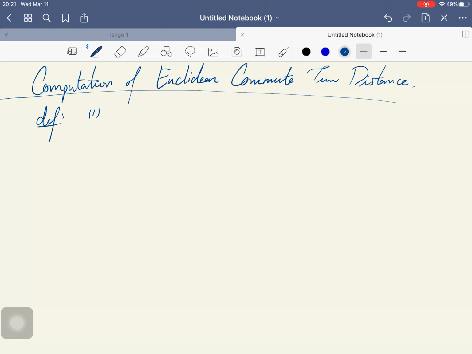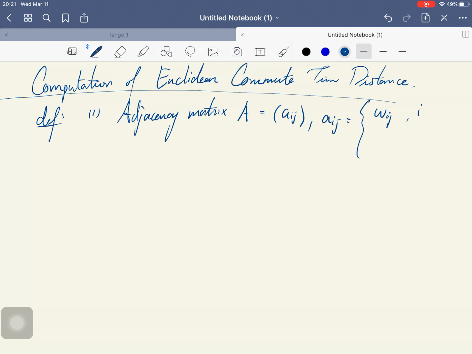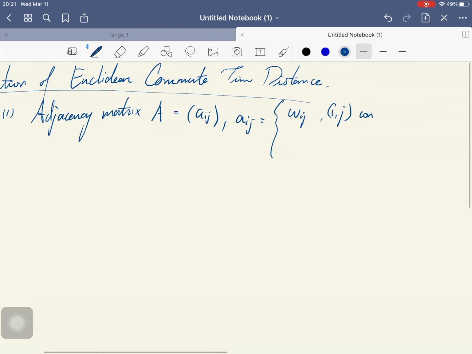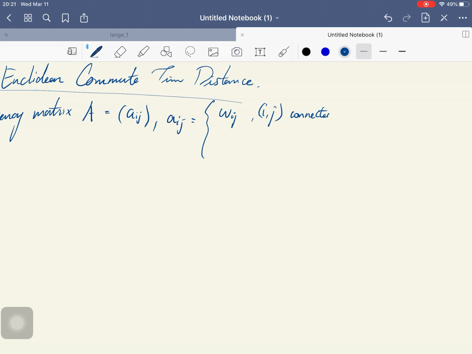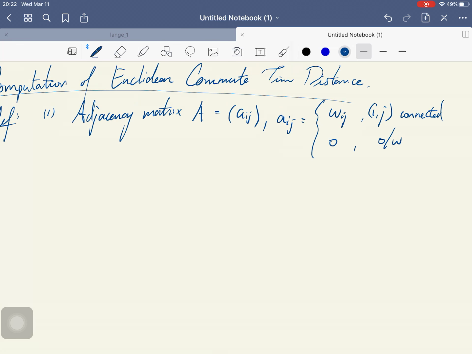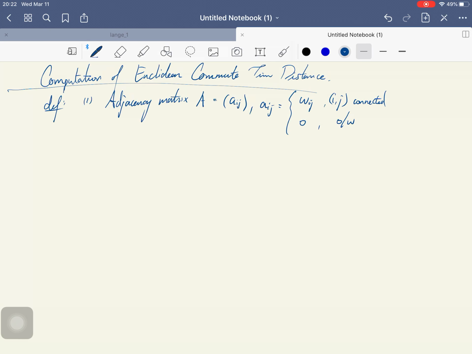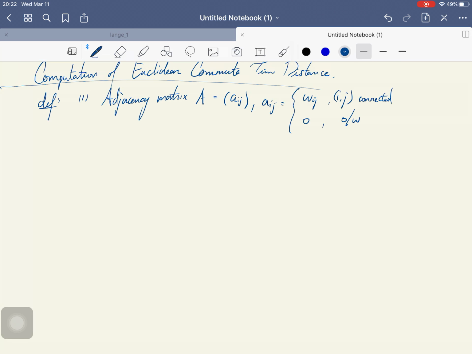Okay, the first one is the adjacency matrix A. This is going to be a matrix of constants a_ij, where a_ij will be equal to the weight of ij if i and j are connected, and equal to 0 if ij is not connected, otherwise. So you can immediately see that if your graph is not very connected, then the adjacency matrix is going to be sparse.